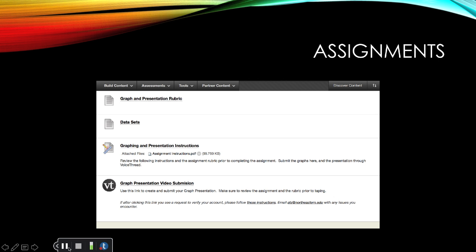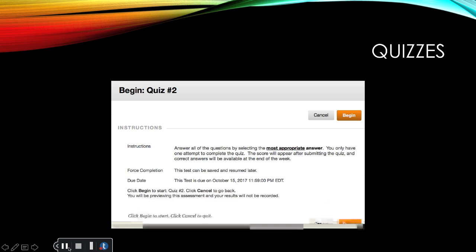The second assignment will be due Sunday, 11:59 p.m. Eastern Standard Time of week 12. What this assignment will be is a curriculum guide, data collection system, and sample data for a program to teach a verbal operant to a student with a limited verbal repertoire. Again, very important that you review both the rubric and the instructions for this assignment.